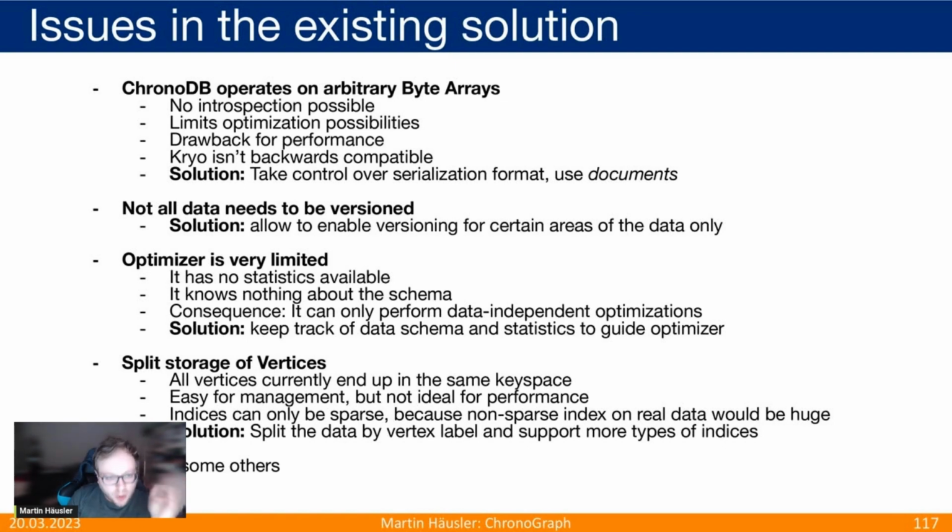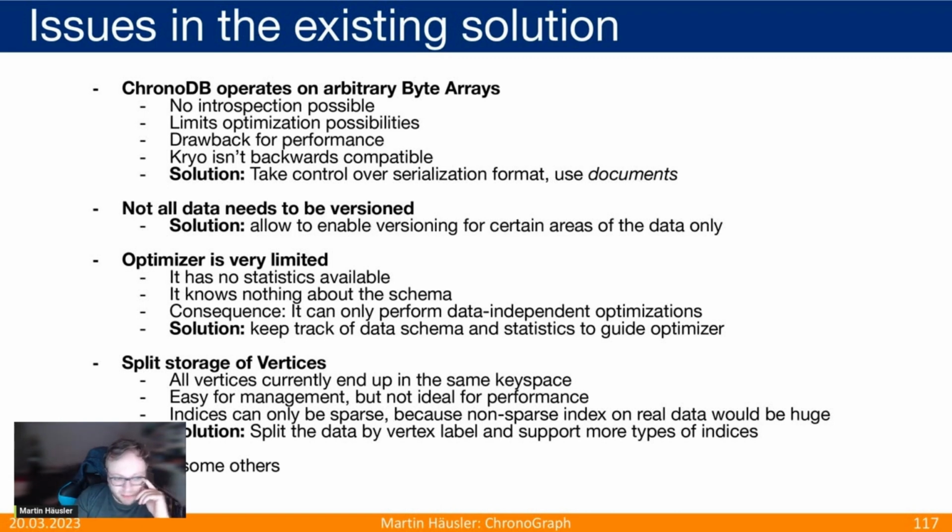And at the moment, the optimizer is quite limited because it has no statistics available to it. It does not know how many vertices of a certain type you have. It knows nothing about the schema. We are entirely schema-free. The consequence is that it can only perform data-independent optimization, so the kind of optimization that always works. Like, for example, true and false is a contradiction. That's the kind of optimization you can do. But that's about it, plus the secondary indices, of course. The solution is to keep track of the data schema and statistics and guide the optimizer with that. I'm not saying that we want to have a predefined schema. I'm just trying to say that we have to keep track of the schema in some way.